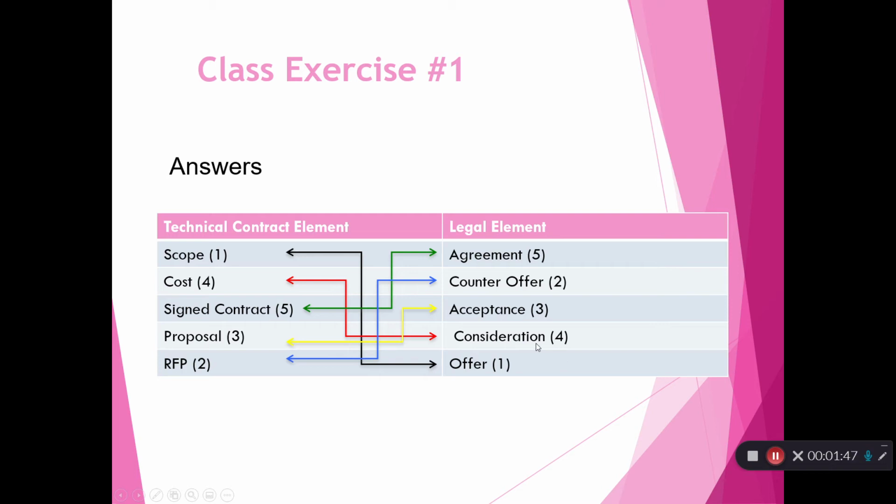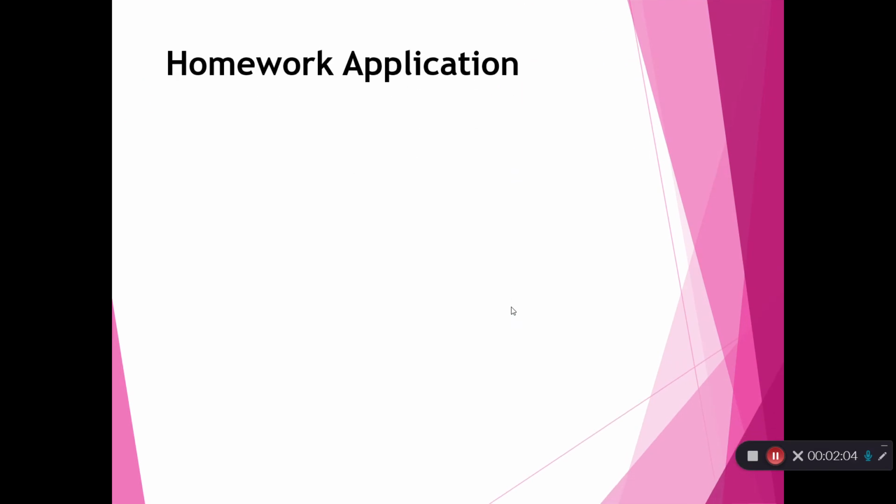Cost, as we've said, is consideration. The signed contract lines up with the agreement, and then the proposal, being the final stage, is the acceptance of the offer. So these are just some things to keep in mind as we bounce between what we talk about as engineers for technical contract elements versus legal elements.